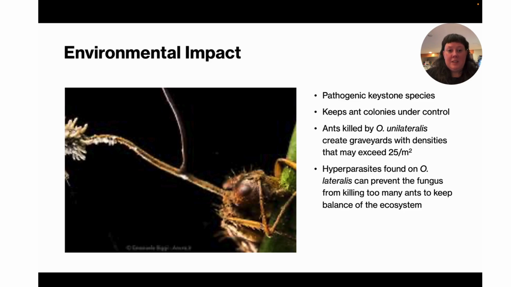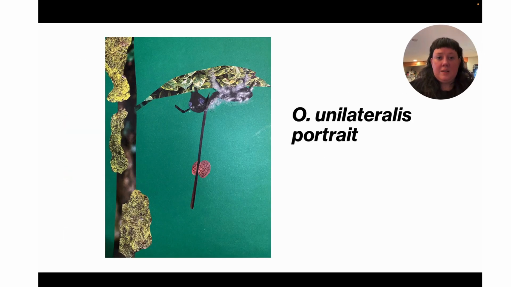In this image, you can see the hyperparasite fungus growing on the ascoma of O. unilateralis. O. unilateralis is effective in keeping ant colony numbers under control, so much so that there are what we call graveyards under killing zones with densities that may exceed 25 ants per meter squared. Here's the collage I made of O. unilateralis, where you can see a carpenter ant fixed to the underside of a leaf, shown with the mature fungus as a stroma, ascoma, and hyphal outgrowth anchoring the ant to the leaf.